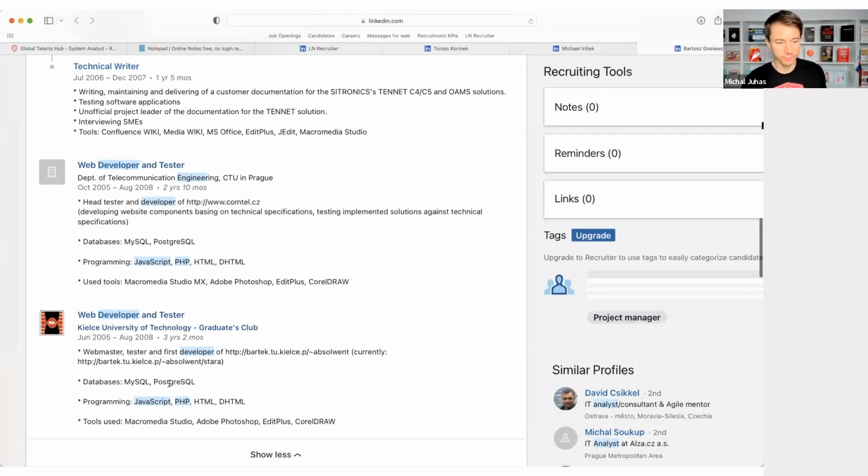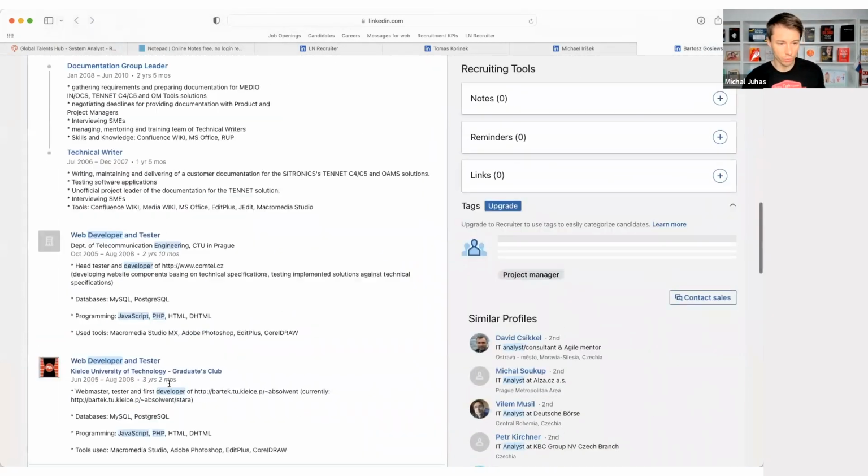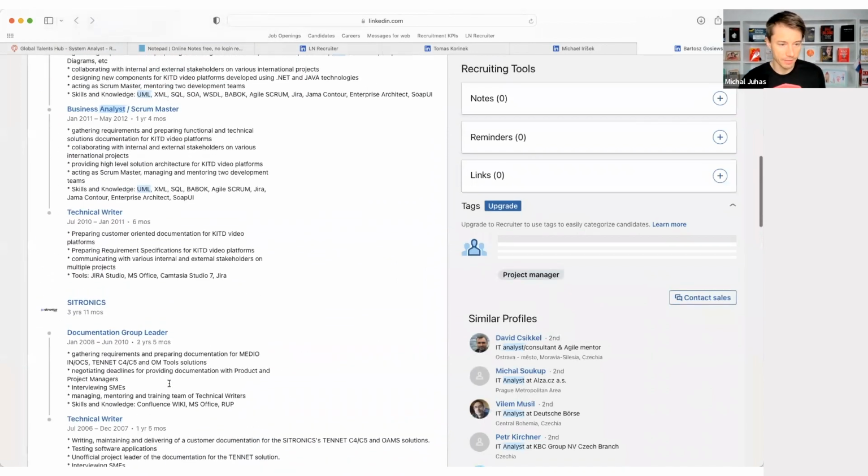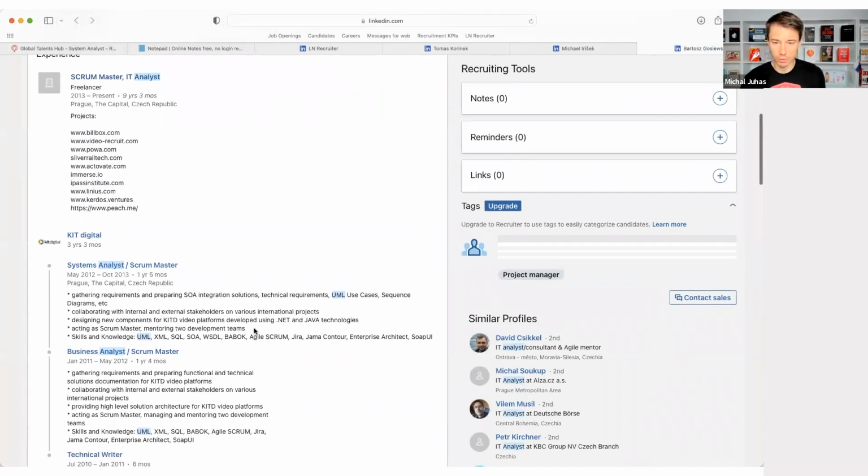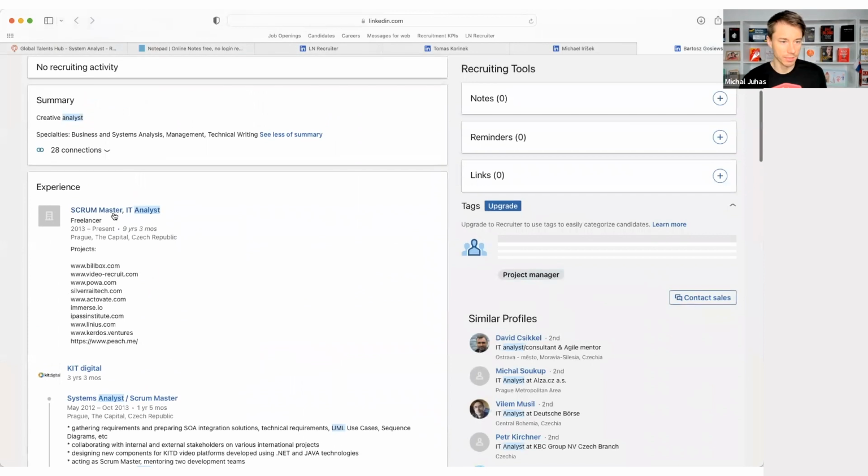Ideal, ideal. You see, this is exactly who we are looking for. And we just used a few powerful keywords to identify these people, even though they don't have the title we were looking for at first. We were looking for system analysts, right? He would not be there because his current title is not a system analyst. His current title is Scrum Master / IT Analyst.